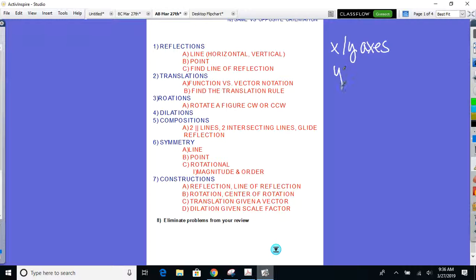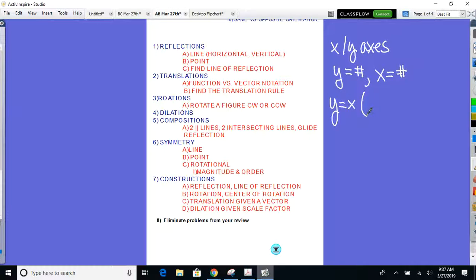Okay, Y equals a number. X equals a number. What type of line? Let's review everything. Y equals a number is horizontal. X equals a number is vertical. What other lines? Thomas? Y equals X.